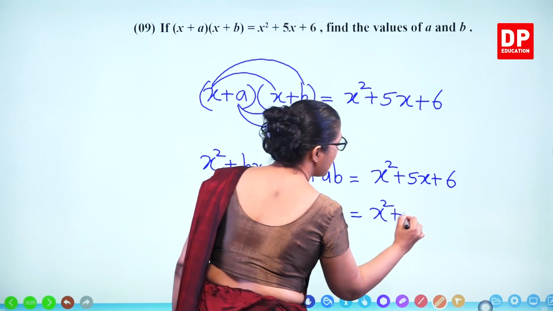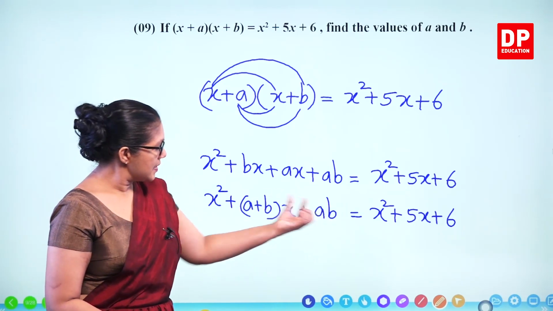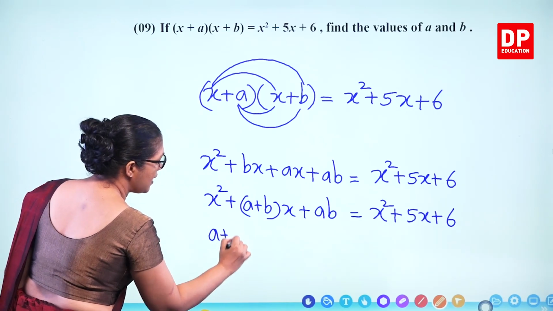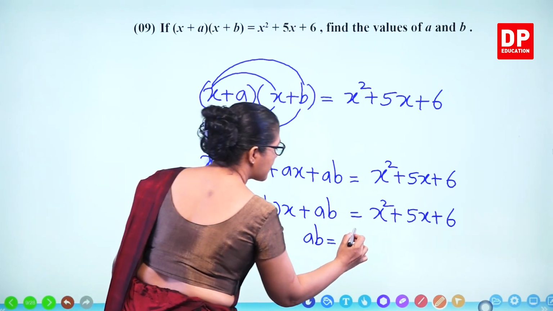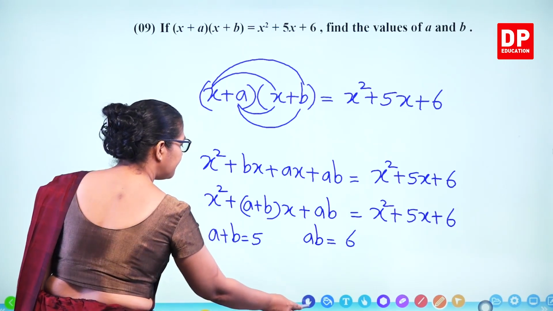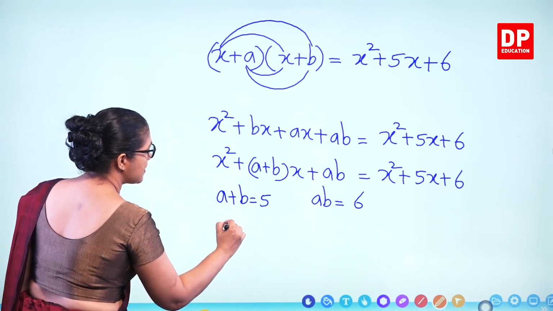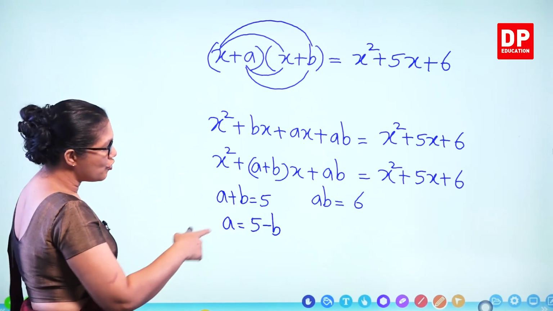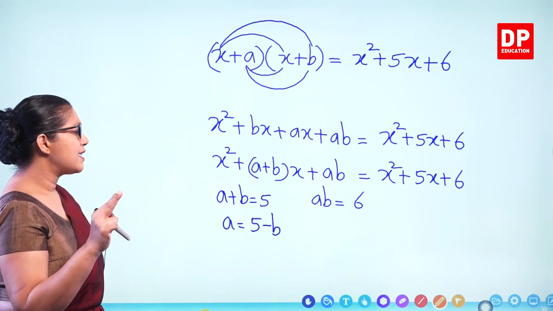Now you can compare. The x squared term is there. This one becomes 5. a plus b is 5. And ab is 6. How do you solve that? So you can take a as 5 minus b, take b to the other side and substitute into the other equation. Because if you have the same letter, you can solve. Two different letters, it's difficult.